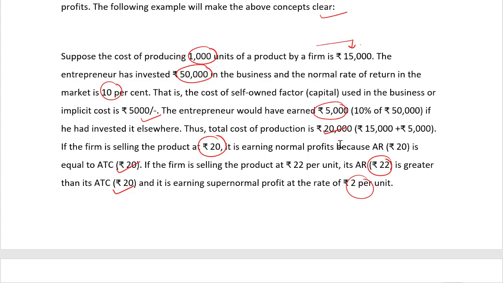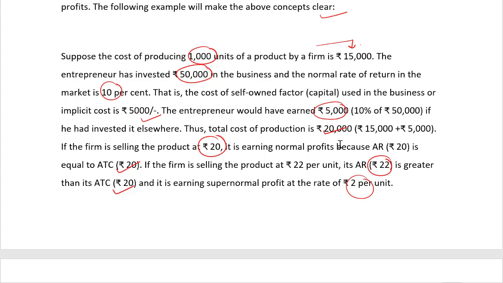I believe you understood. Do it once again. So over here the implicit cost is 5,000, 50,000 multiplied by 10%. The entrepreneur would have earned 5,000, 10% of 50,000, if he had invested it somewhere else. The total cost of the firm is 20,000, 15,000 plus 5,000. That means what? This 15,000 is a cost plus the interest that we will receive is also a cost. So 15 plus 5 is 20,000.